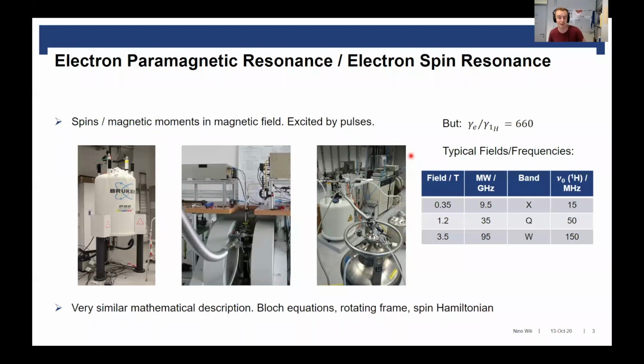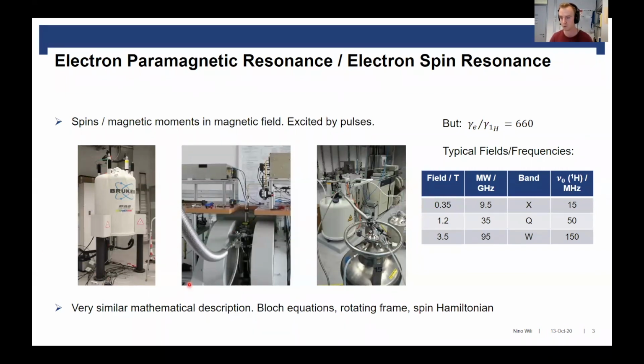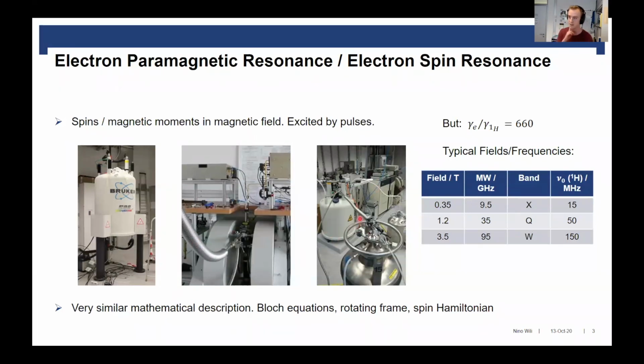Like NMR, electron paramagnetic resonance or electron spin resonance deals with spins or magnetic moments in a magnetic field, and you excite them by pulses. So also the setups look quite similar. If you compare an NMR magnet, we quite often use electromagnets in EPR, but some systems also use superconducting magnets. The difference comes mainly from the difference in gyromagnetic ratios. The gyromagnetic ratio of the electron is about 660 times larger than the one of the protons. So the typical fields and frequencies are quite different.